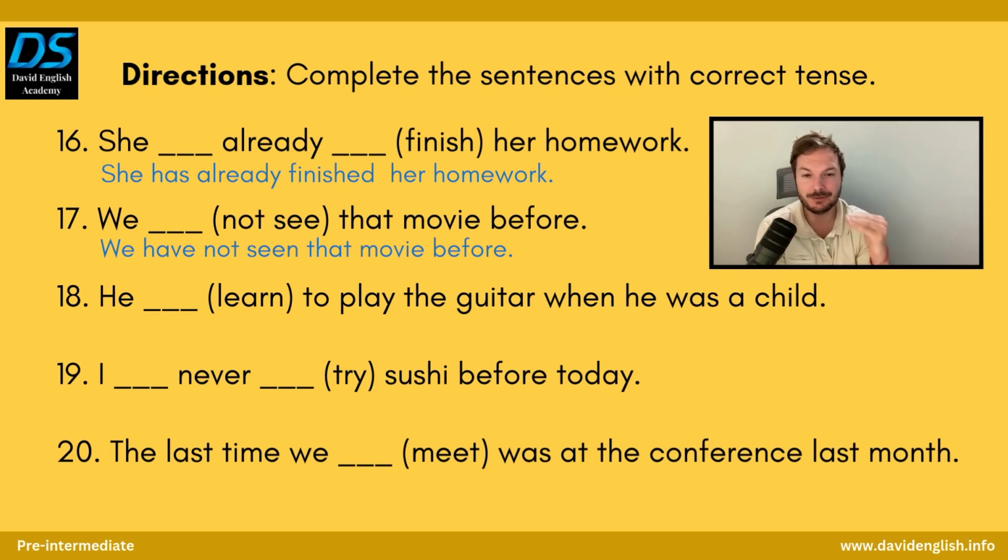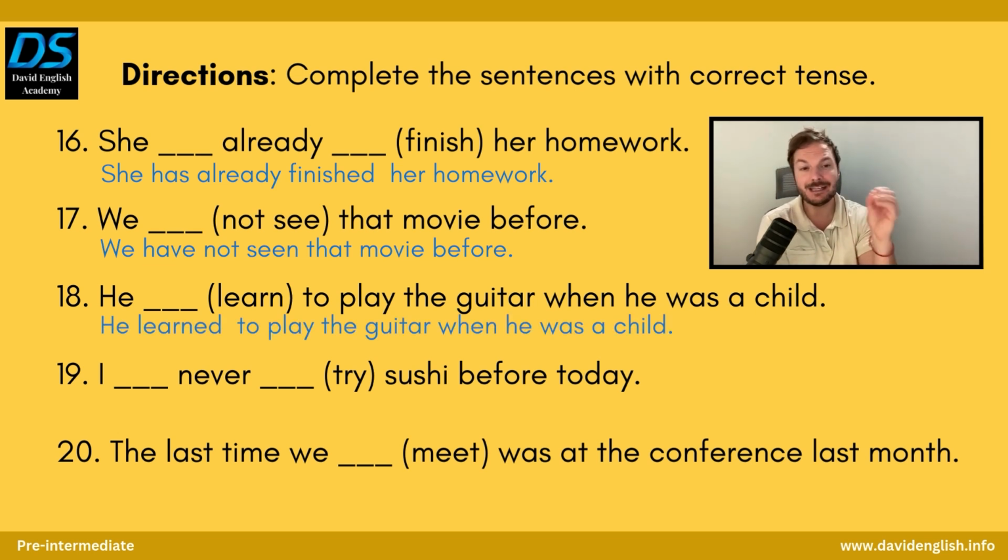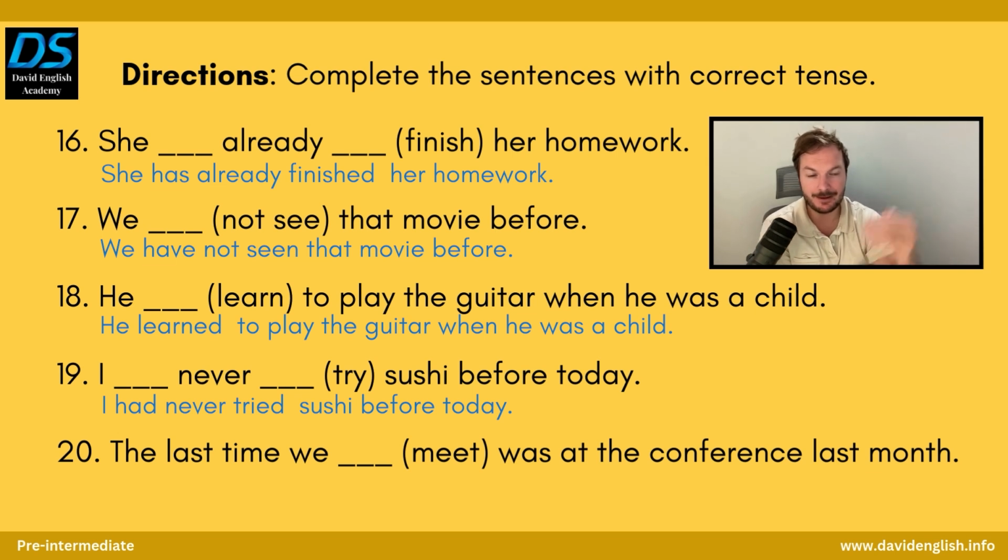18, he learned to play the guitar when he was a child. Well, he was a child is over. It's a finished period of time. So in this case, when you're a child, it's over. It's a finished time. So we're going to say he learned to play the guitar when he was a child. Number 19, I never tried sushi before today. So in this case, it looks like I have never tried sushi before today. So it's actually the first time that the person has tried sushi in their life.